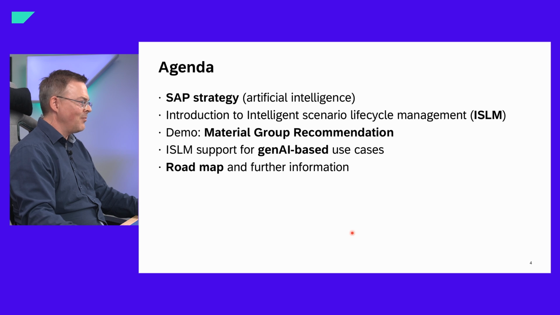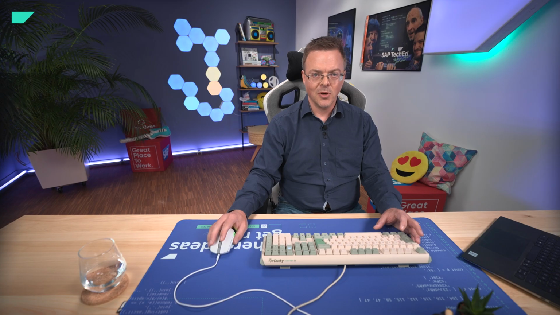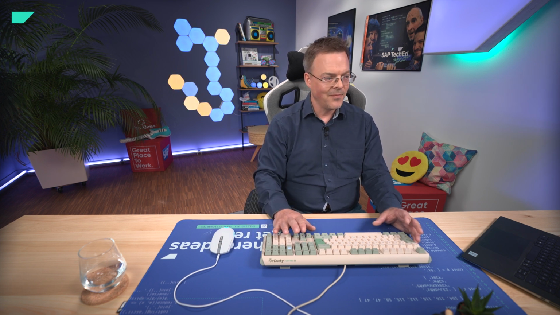We'll then see ISLM live in action in a demo where we will showcase one of the SAP-delivered intelligent use cases called Material Group Recommendation. And I'll close my presentation with an outlook on ISLM support for Gen AI-based use cases. We'll have a look at our roadmap, and I will present you a slide with links to further information. All right, so let's get started.